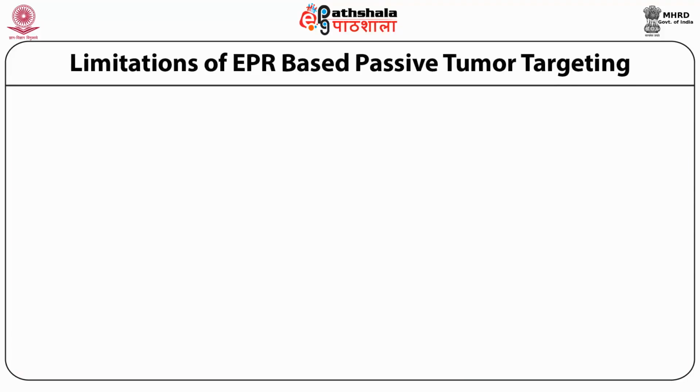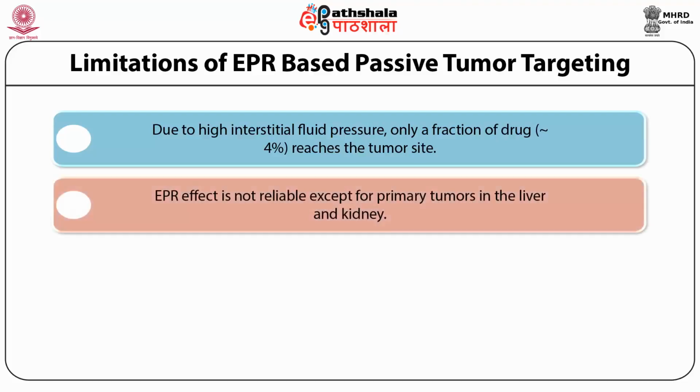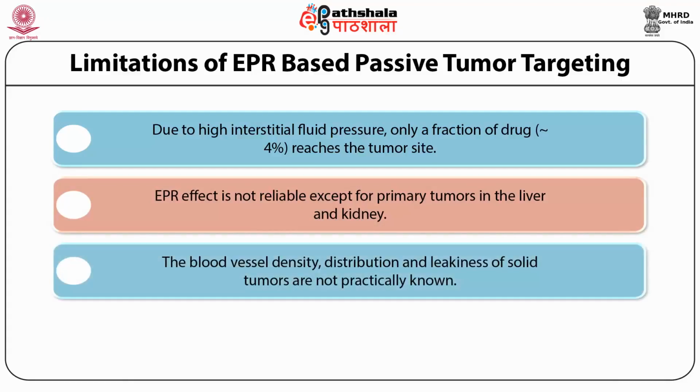Here in this slide, we will discuss the various challenges or limitations of EPR based passive tumor targeting. Due to the high interstitial fluid pressure, it has been observed that only a fraction of the drug, about 4% of the total administered dose, reaches the targeted site, or the tumor site. The EPR effect is also not reliable except for primary tumors such as in the kidney as well as in the liver. The blood vessel density, distribution, and the leakiness of the solid tumors are also not practically known.